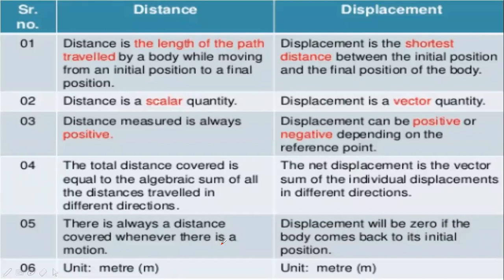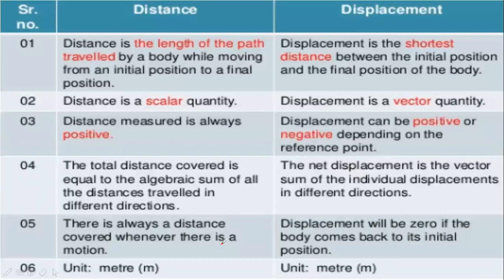Distance is measured, and will always be positive. Displacement might be positive, might be negative, because it is a vector quantity, so if you reverse the direction, its value will become negative. Total distance is equal to the algebraic sum of all the distances traveled in different directions. The net displacement is the vector sum of the individual displacements in different directions.